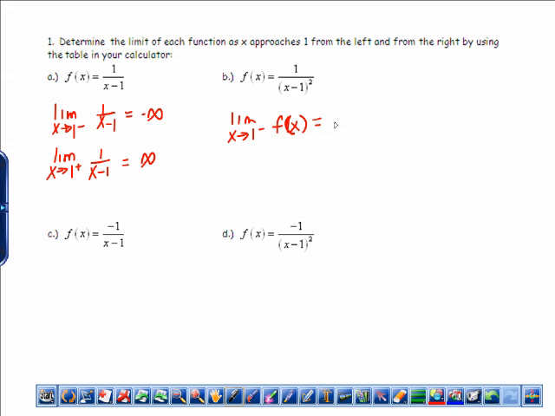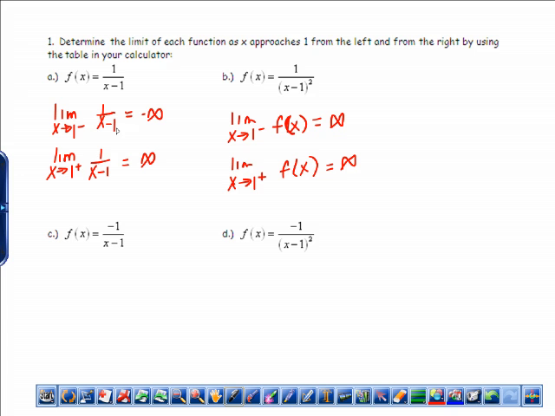function out. You could just write f of x, that would be okay, equals positive infinity, and get used to writing this. You're used to seeing it now, now you need to get used to writing it. The limit as x approaches 1 from the right of our function now is also positive infinity.